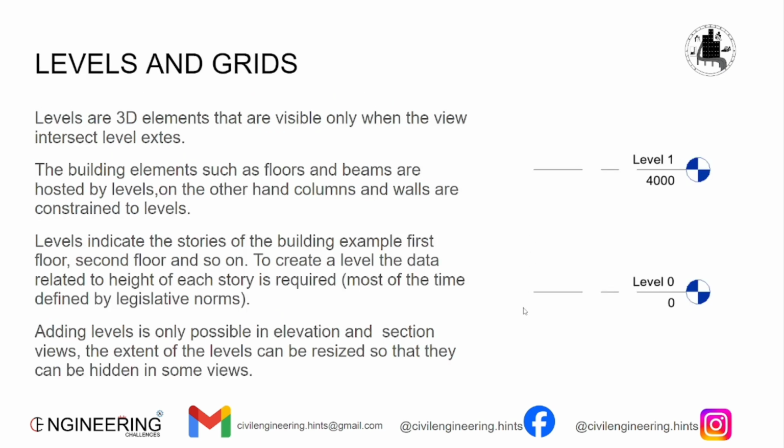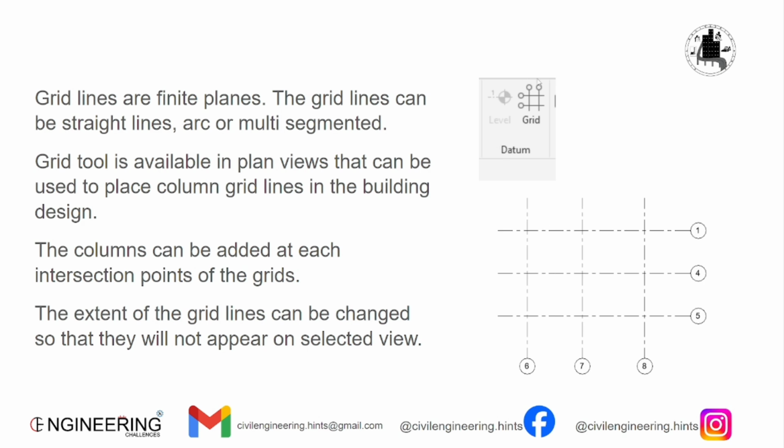These are the levels that are pre-existing in each Revit template, and the grid and level commands are available in the datum panel of the toolbars. And once the grids are placed, this is how they are going to look. Let me show it to you in Revit.